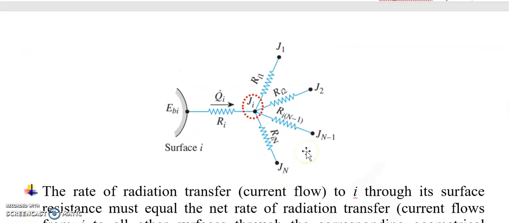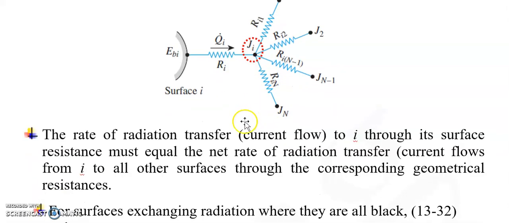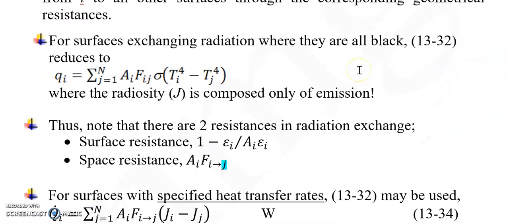It's better described schematically here. So this is the node of surface I. So the net radiation transfer current flow to surface I through its surface resistance must equal the net rate of radiation transfer current flows from I to all the other surfaces. So for surfaces exchanging radiation where they are all black, 1332 reduces to just this, because you have only emission. There is no reflection. So radiosity is just emission.